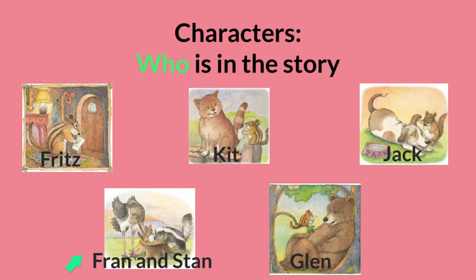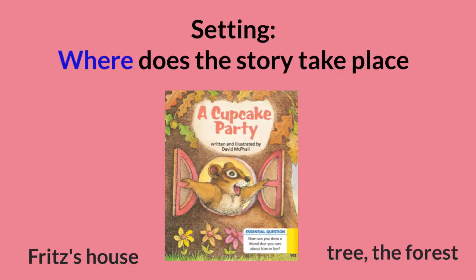Then we met Fran and Stan. Fran and Stan are a bird and a skunk. Last, we met Glenn. What animal was Glenn? You got it. Glenn is a bear. The next part of story structure is the setting. The setting is where the story takes place.